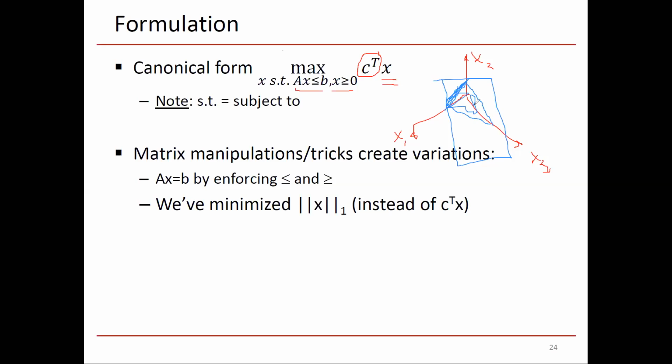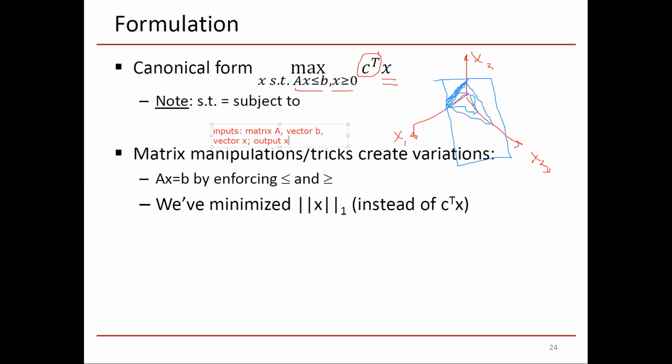So we're finding the X that maximizes C transpose X, subject to X element-wise is greater than or equal to 0, and A times X element-wise is less than or equal to B. So you'll note that our inputs are matrix A, vector B, and vector C. The output is X.